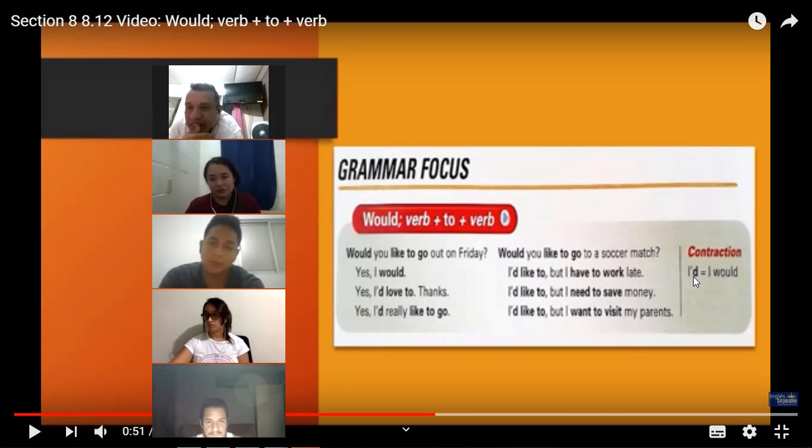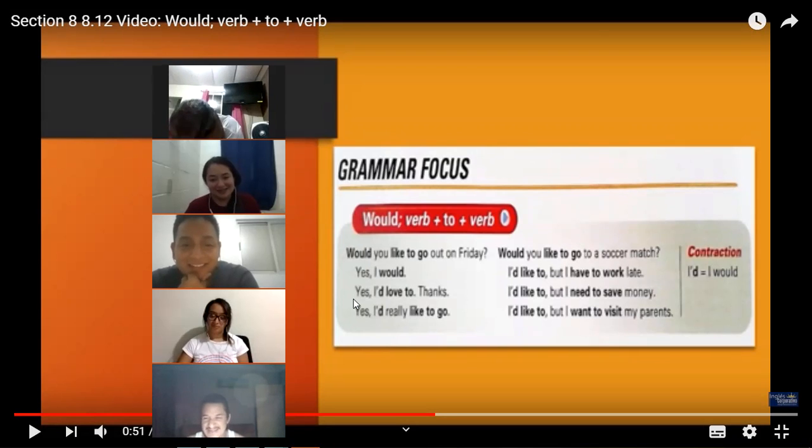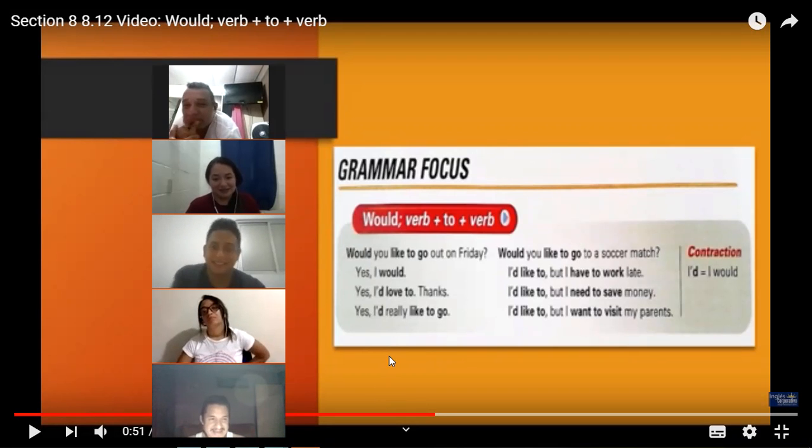I would. Okay, let's practice quickly to see if you've understood. Imagine I ask Jorge Alberto, would you like to go out on Sunday? Accept the invitation, all right? Go ahead. Yes, I go to Argentina. Yeah, kind of far away, but yeah. So you have to say, yes, I'd really like to go. Yes, I would. Yes, I'd love to. Thanks.